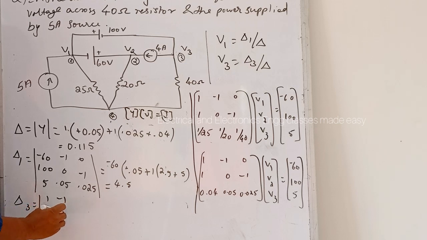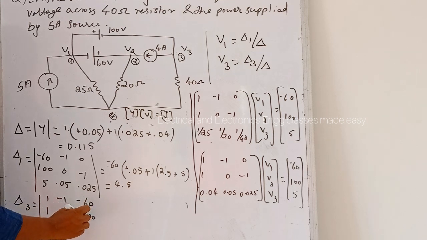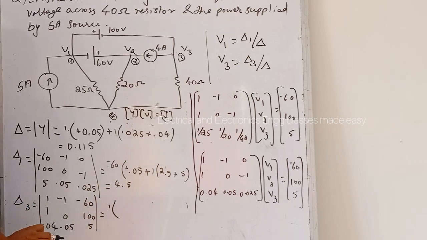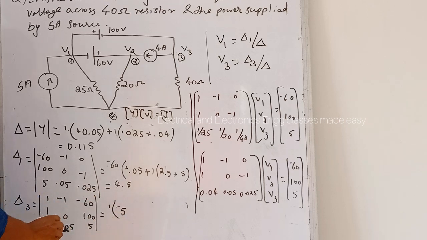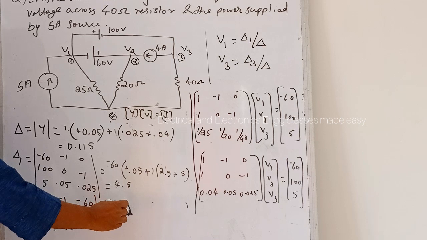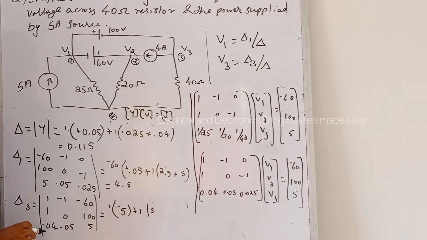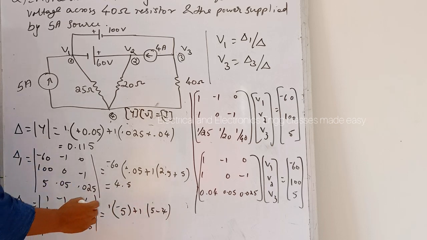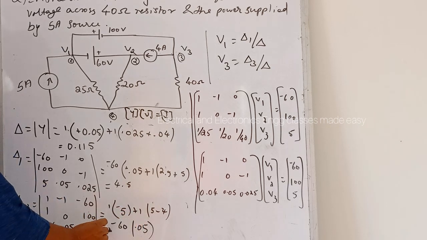11.04 minus 0.05, then minus 60, 105 equal to 1 into 0 minus 0.05 into 100, that is minus 5, then minus of minus plus 1 into 5 minus 0.04 into 100, that is 4, then minus 60 into 0.05, and that is 7.